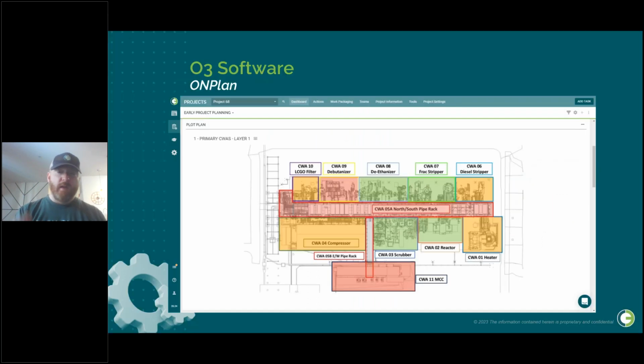So even before you get to that 3D model and that 4D playback, O3 has what we call On Plan, where we can start with just something as simple as a plot plan, drawing out these areas, linking these areas to the different construction work packages, starting to do some basic visualization and playback of sequence using these areas, the different colors representing the amount of work hours in each area, for example. So you can get value in this even before you've got a 3D model, just by doing some of this early phase planning.